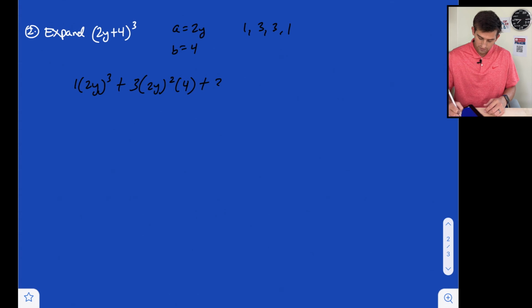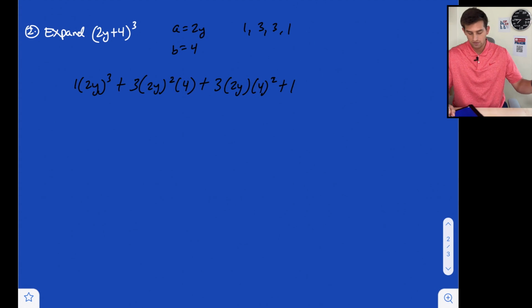Okay. Now we have another 3 as our coefficient. We're going to decrease 2y's exponent again just to a 1. We're going to increase the power of 4 to a 2. Now we do plus, our last coefficient is 1. Now our 2y term has gone away, and we have 4 cubed. Okay, so now we've got everything set up, we've expanded it, and now we can just simplify.